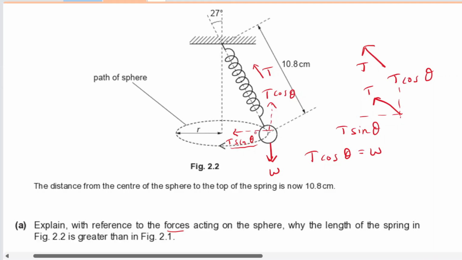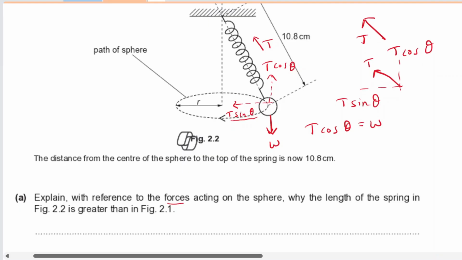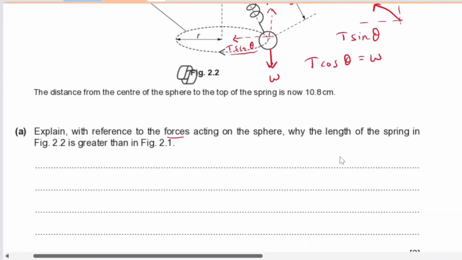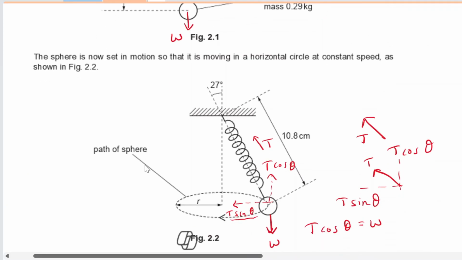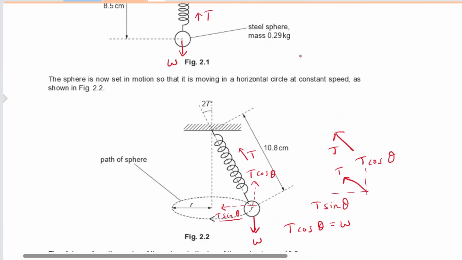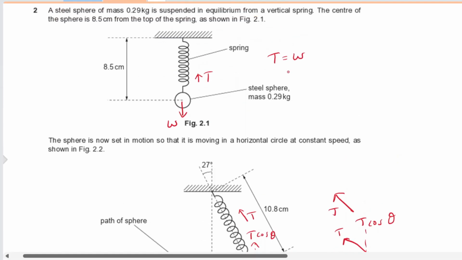So this T sin theta is the one which will allow it to go in the circle. Okay, now back to the question, why the length of the spring is greater. The first thing that you have to recognize is that the tension must be greater, because before, the whole tension was balancing the weight. Let's say the weight is maybe 10. So the tension here must be 10, right?